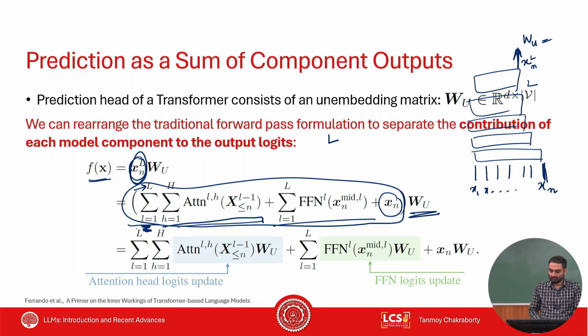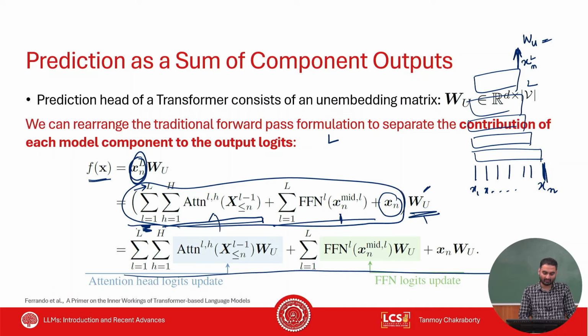All right. Now of course you can multiply W u with each of these things separately. So if you look at the final equation, you see that you can actually segregate the attention part and the feed forward part.